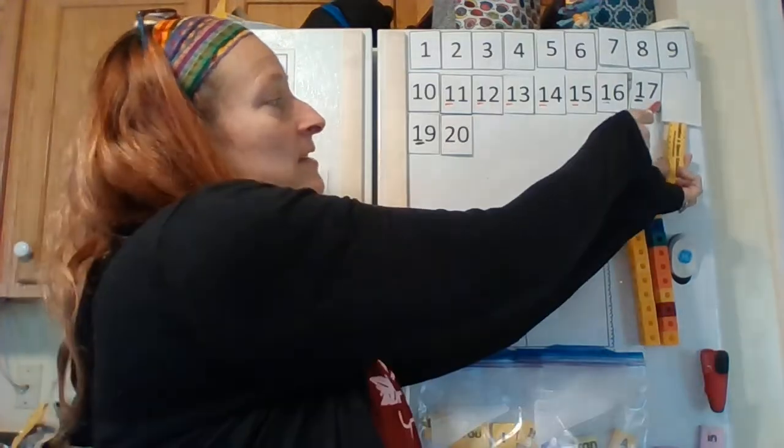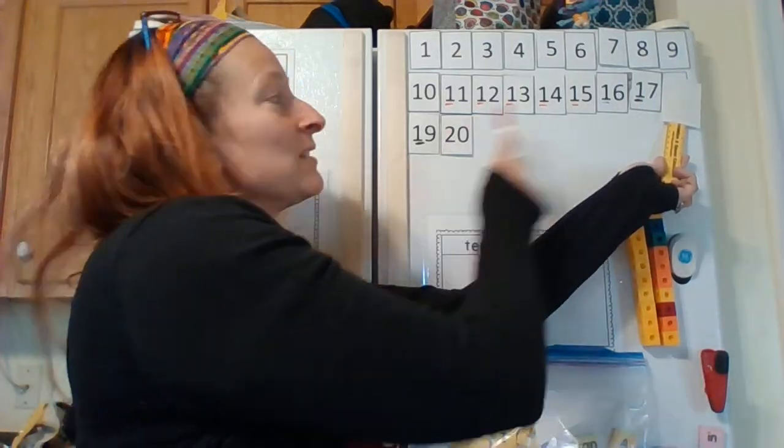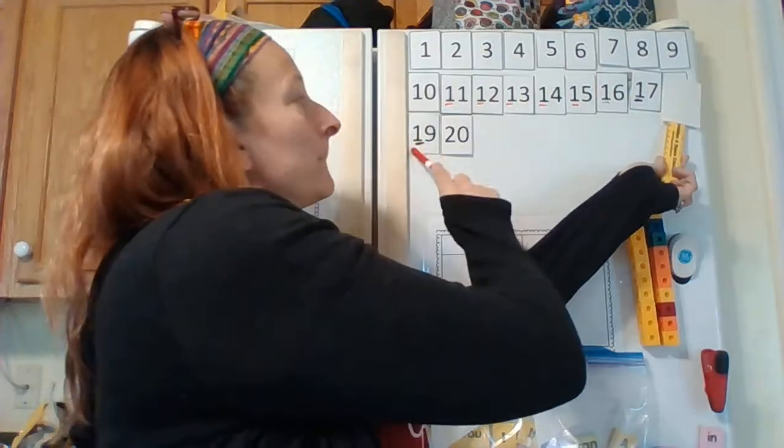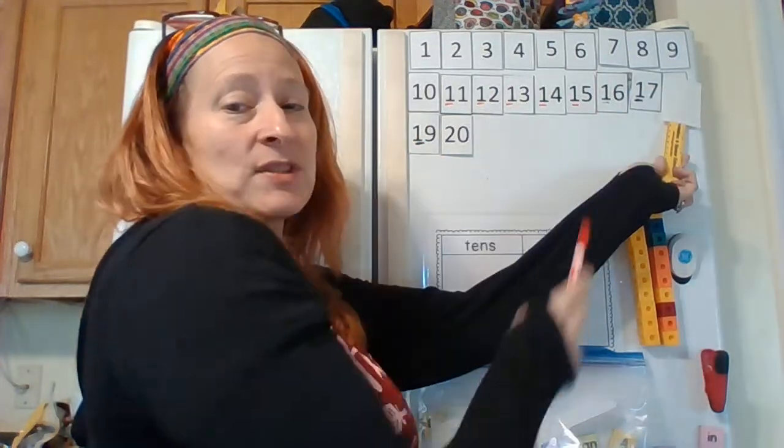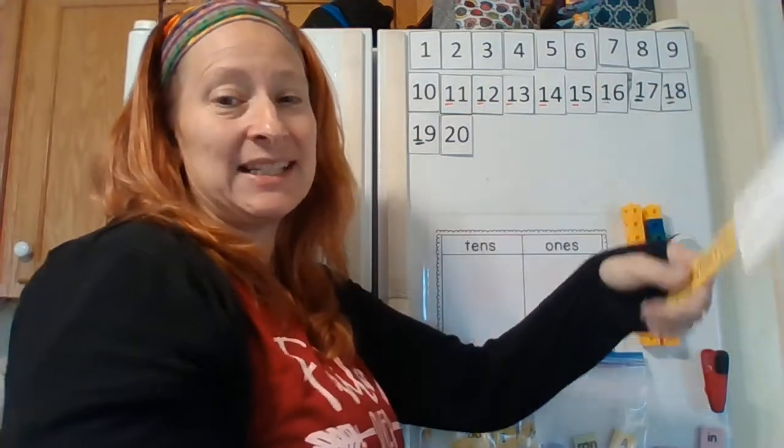Here we go. I have 17, but then I have to jump down here to 19. So we go 17. Well, we know there's a 7. What comes after 7? 8. Put a 1. It's 18.